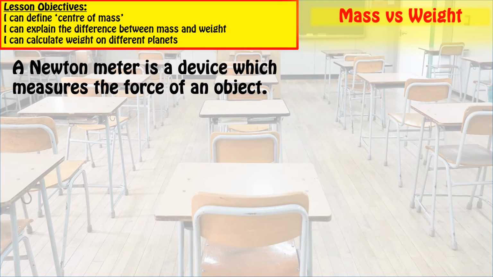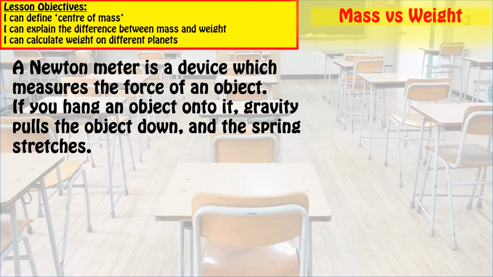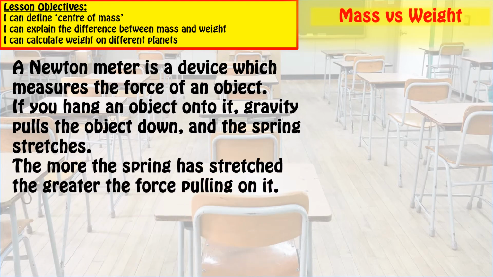Now this is a device that you need to understand how it works and what it does. So a Newton meter is a device which measures the force of an object. You can hang an object onto it, gravity is going to pull the object down, and a spring in it is going to stretch. So there's our Newton meter there, it's just appeared on the right. And you can see there's a spring at the top and there's a hook at the bottom, and you attach objects to the hook.